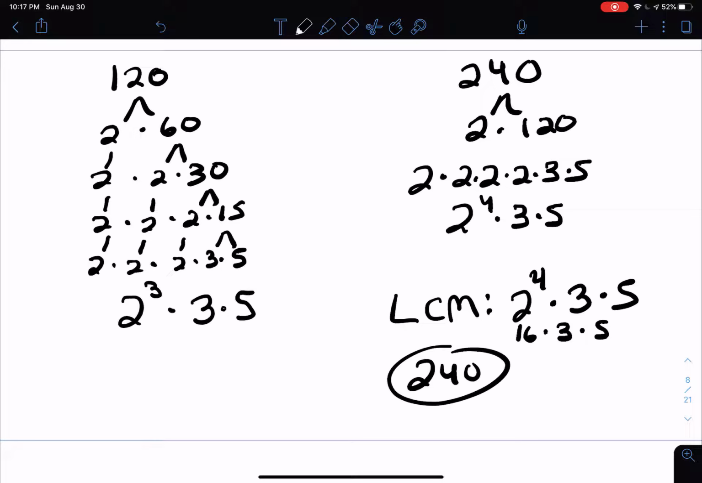On the slide, I try to explain it as: when you look at the common prime factors, use the one with the highest exponent. Like in this case, 2 cubed, 2 to the 4th, use the 2 to the 4th. And then if there's leftovers that you haven't considered yet, make sure you throw those in too. Like if there's something that's not in common, throw that in too.